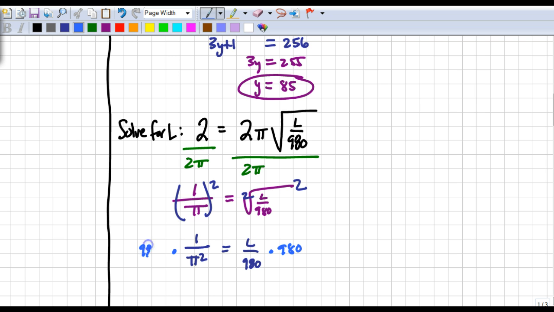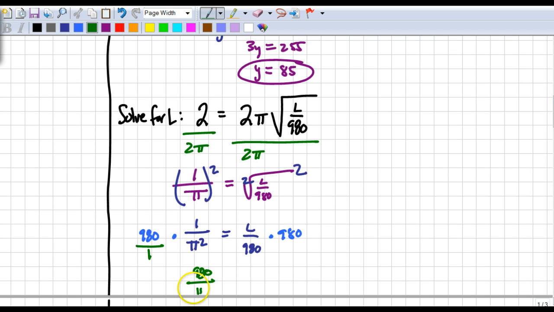Another issue here that can trip kids up. It's confusing for kids to figure out if it's 980 times the top or 980 times the bottom or both. If you're not sure, remember to turn 980 into a fraction. 980 should be over a 1. That means the 980 is just going to go on the top, and on the bottom we will still have pi squared.